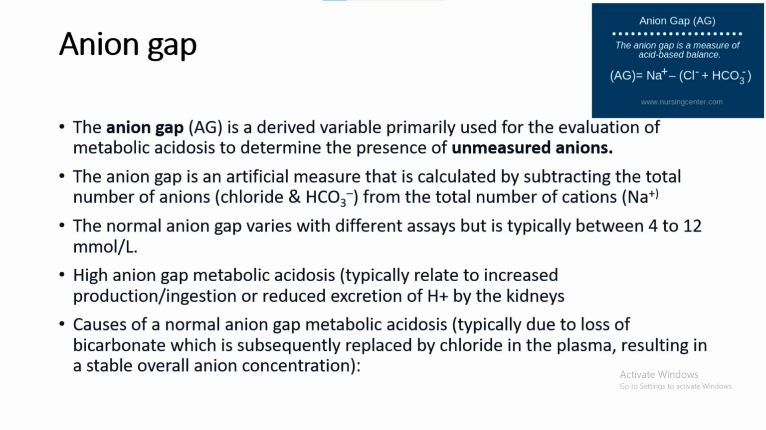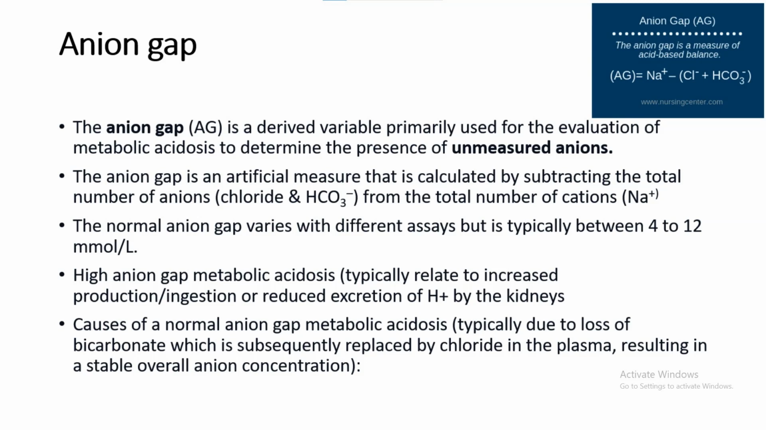Anion gap. The anion gap, AG, is a derived variable primarily used for the evaluation of metabolic acidosis to determine the presence of unmeasured anions. The anion gap is an artificial measure that is calculated by subtracting the total number of anions, chloride and HCO3, from the total number of cations, Na+. The normal anion gap varies with different assays, but is typically between 4 to 12 mmol/L.